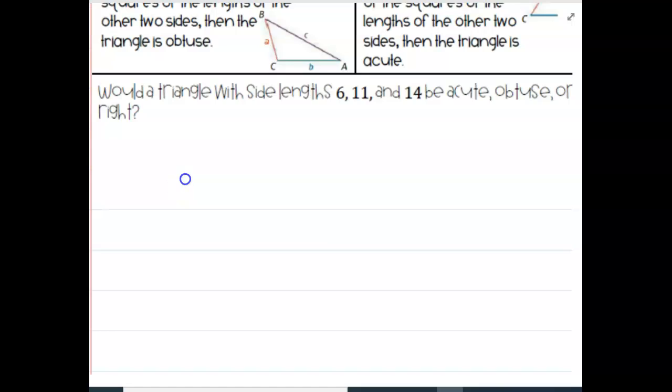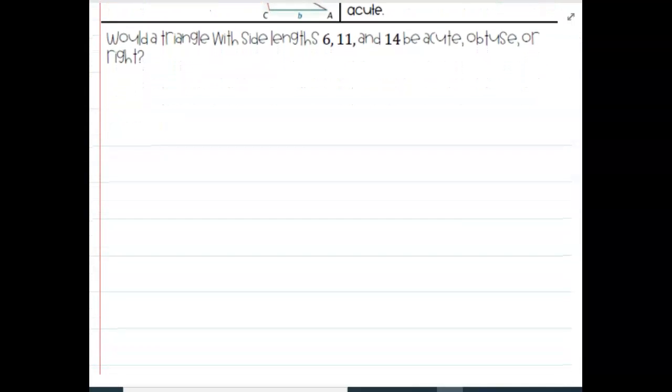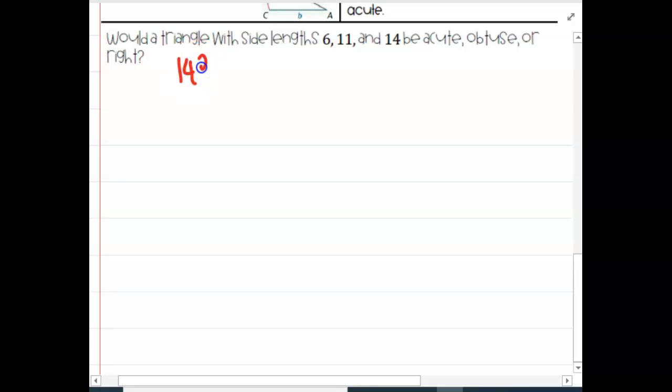So if we look at this triangle example right here, I have a triangle that has side lengths 6, 11, and 14. If I want to know if it is acute, obtuse, or right, the first thing I need to do is pick out the longest side, which in a problem like this is pretty easy to do. The longest side here would be 14, right? So what we're going to do is square that. We're going to take 14 squared, and we would get 196.